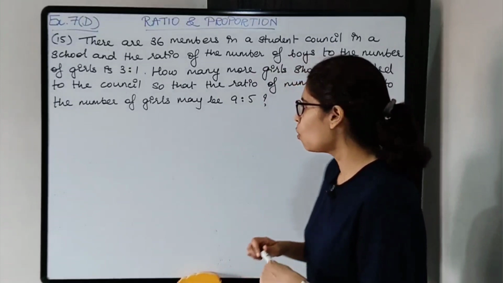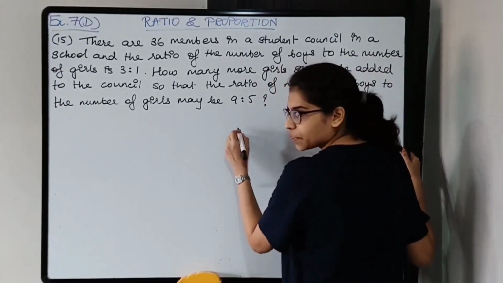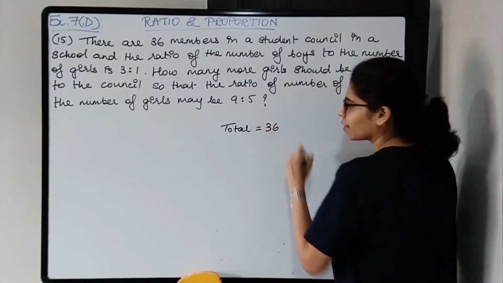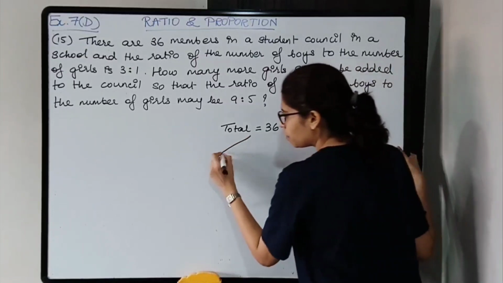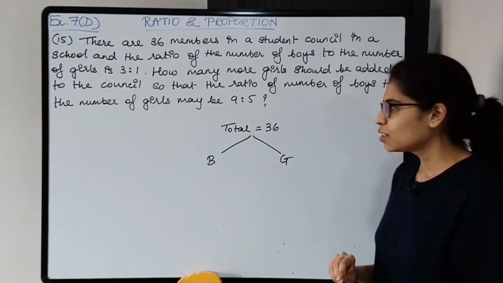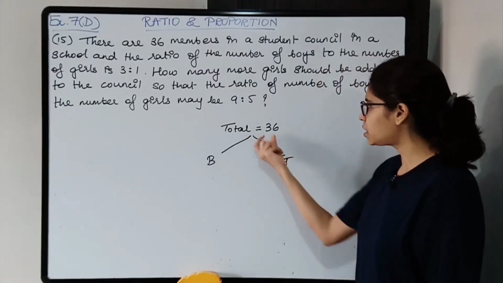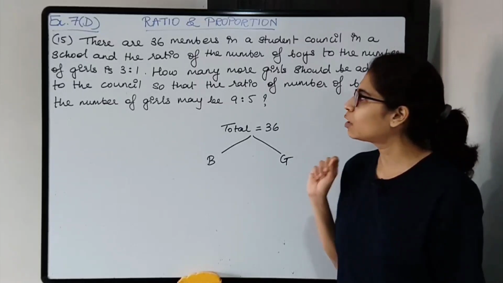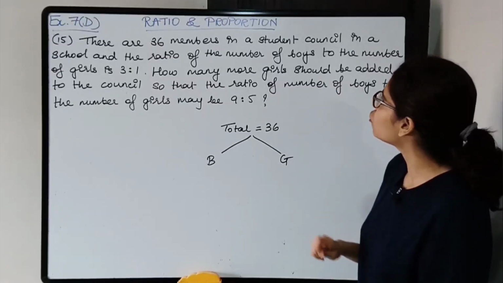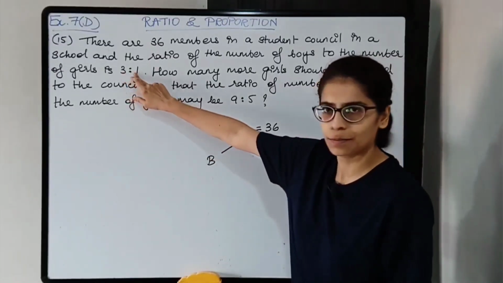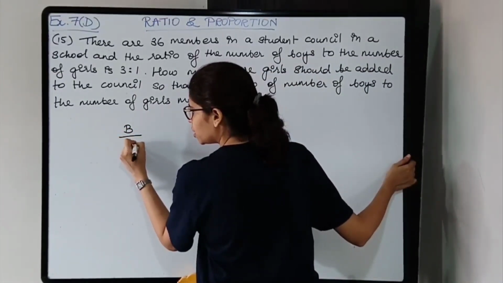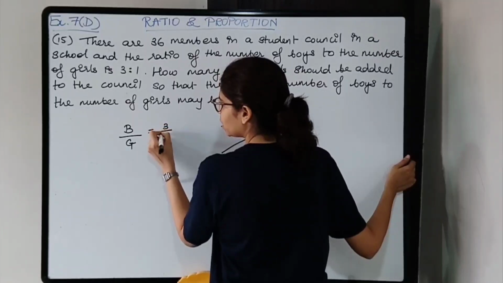So in total there are 36 members, and out of this some are boys and rest are girls. So number of boys plus number of girls is equal to total 36. Now they have told that there are 36 members in a student council in a school and the ratio of number of boys to the number of girls is 3:1. So ratio of number of boys to number of girls is equal to 3:1, that is 3/1.